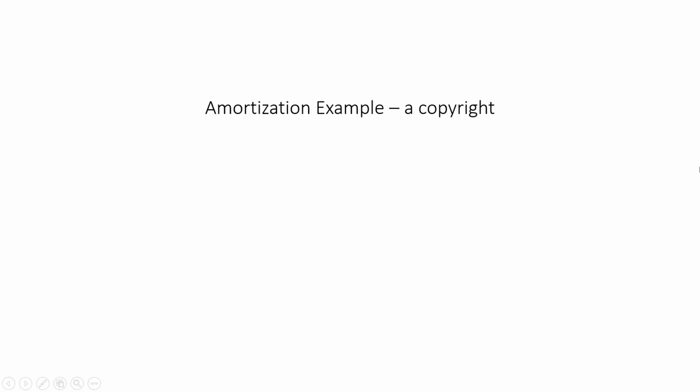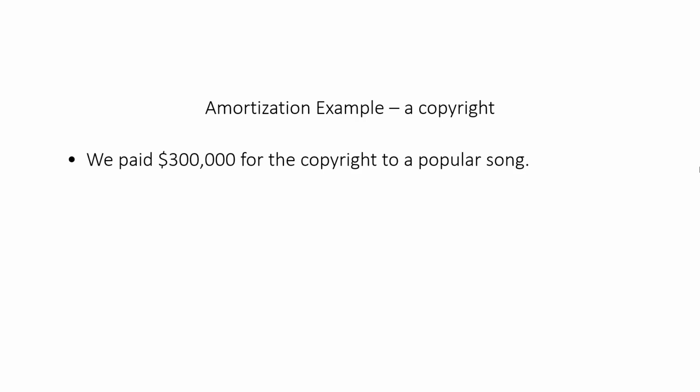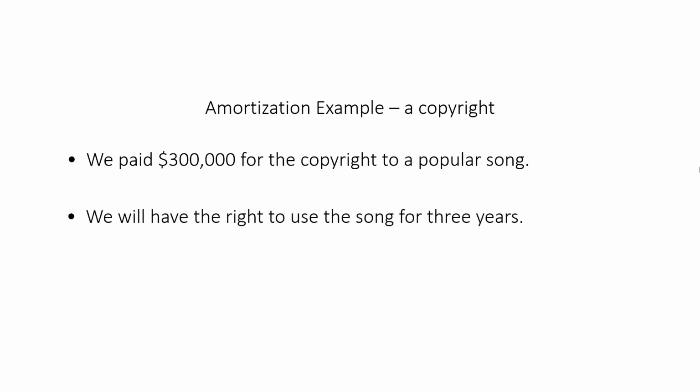Let's use a copyright for our example. Assume that our company paid $300,000 for the copyright to a popular song. Our company plans to use the song in commercials to air over the next 3 years. When we bought the copyright, assuming we paid cash, we'd debit copyright, a non-current asset, and credit cash for $300,000.